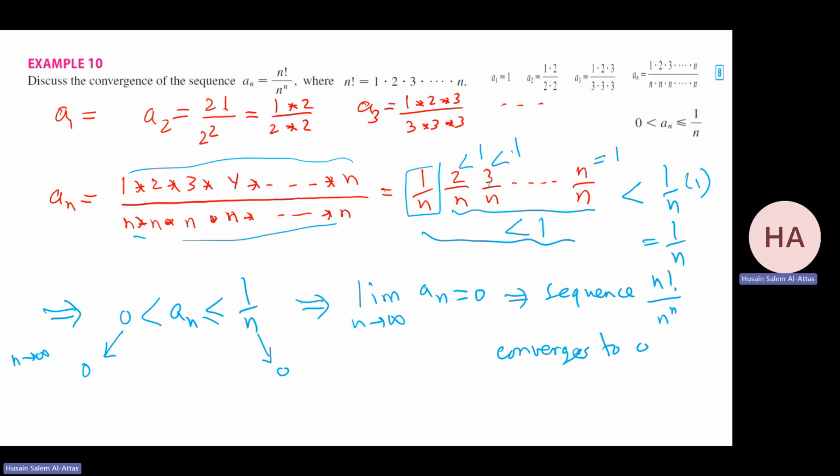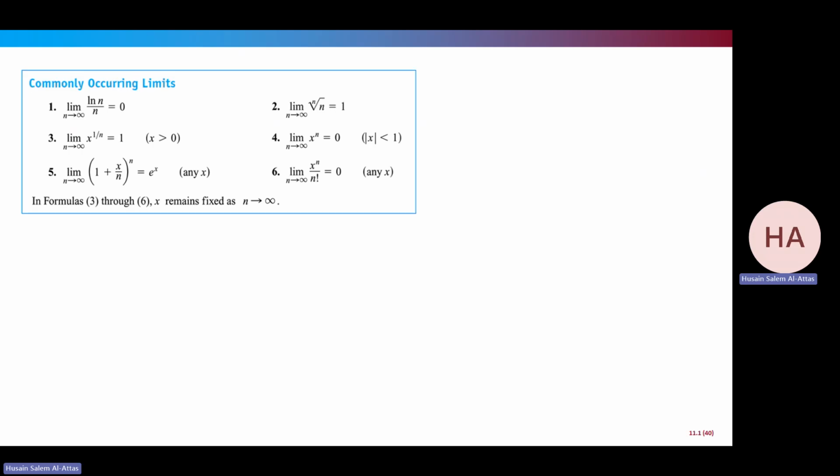Yeah, it converges to 0. By the way, this question was in one of the old written exams, which is the same. No need to do anything here. Now, these are some common occurring limits.